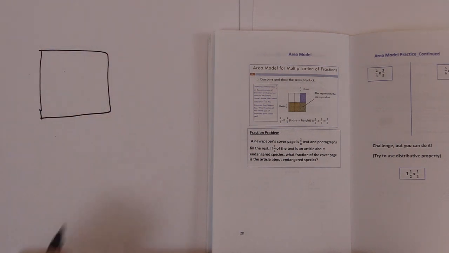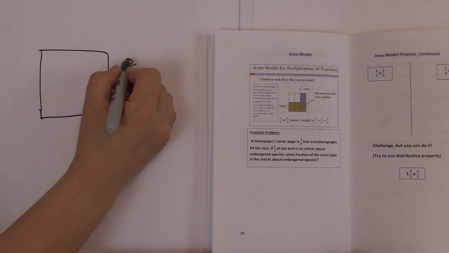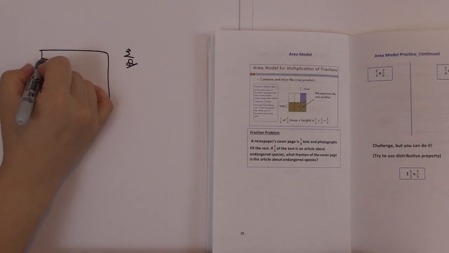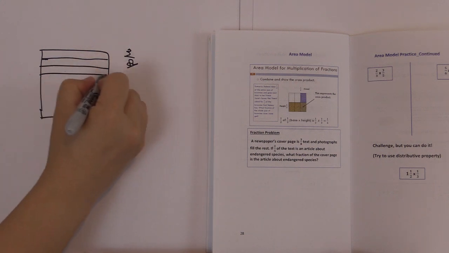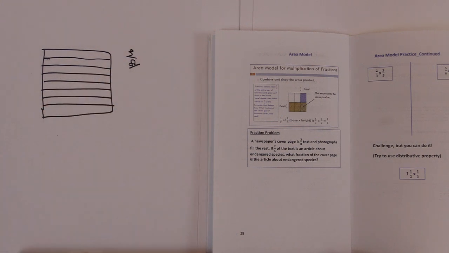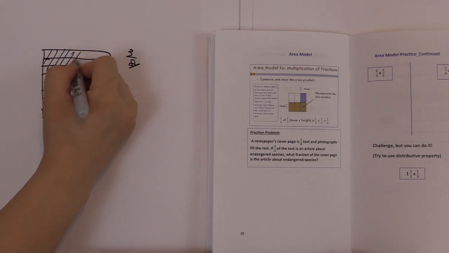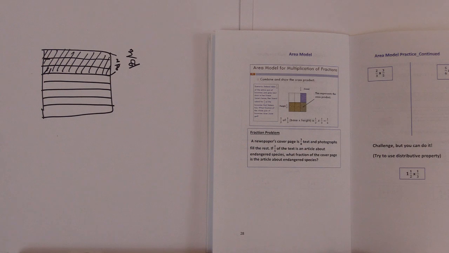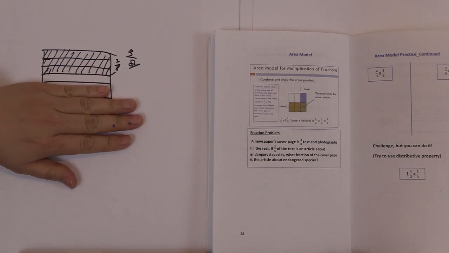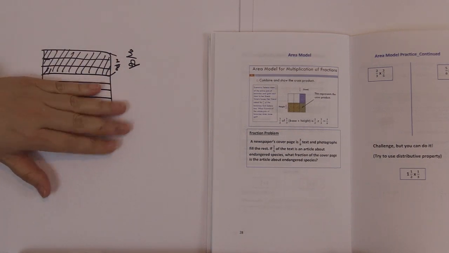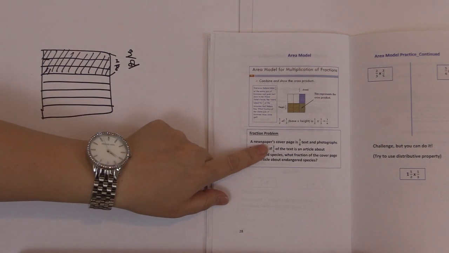What does it say? It says 3/8 are text. 3/8 are text, so I'm going to cut this into eighths. Okay, eighths, and then 3/8. So these are the text. My height. This is my text. And what else? The rest here is the pictures. It says 3/8 text and the photographs fill the rest, right?